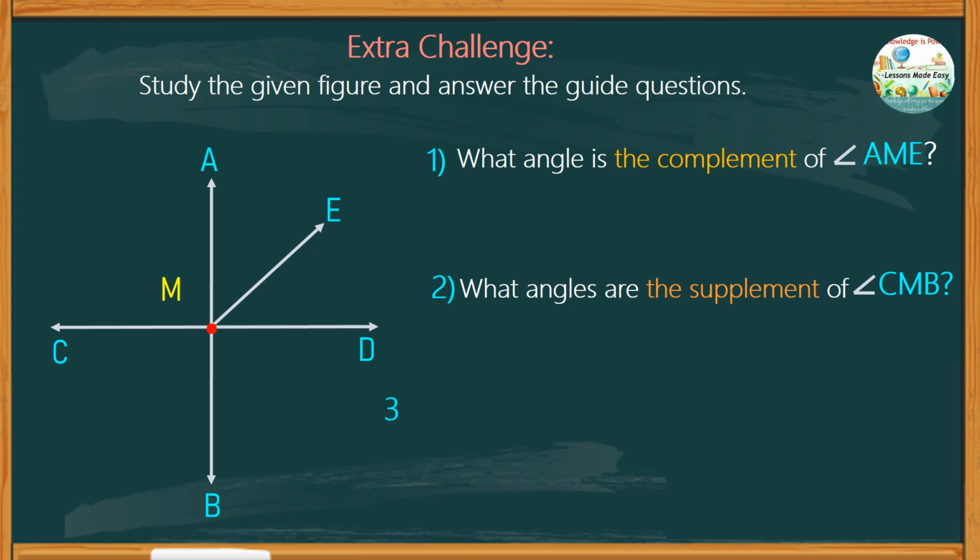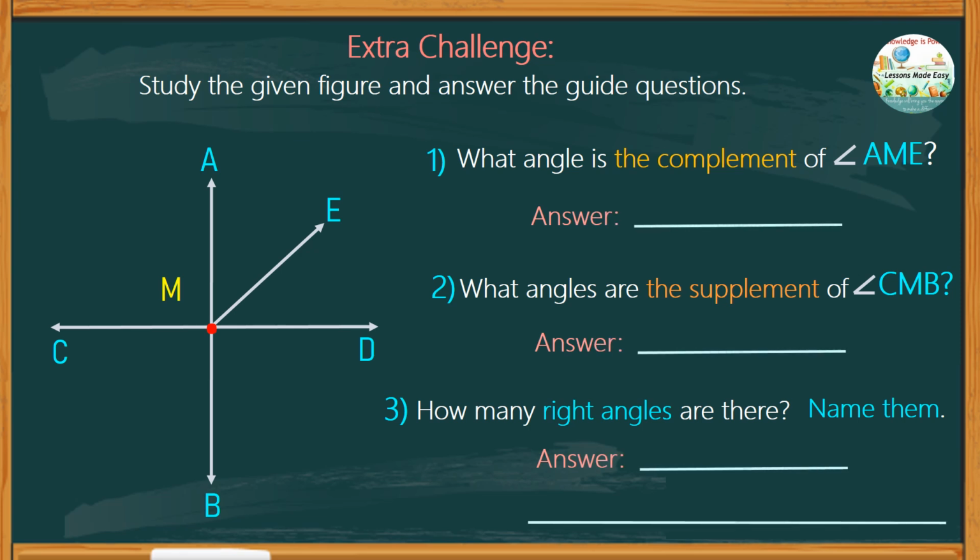And the last one, number 3. How many right angles are there? And name them. Just take it easy. You can always pause this video while working on your answers. But if you think you're ready, let's go ahead and see if you got them all right. So for number 1, just find the pair of angle AME to come up with complementary angles. So the complement of angle AME is angle EMD.